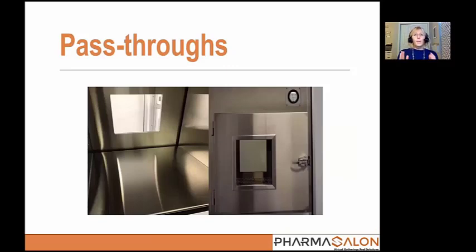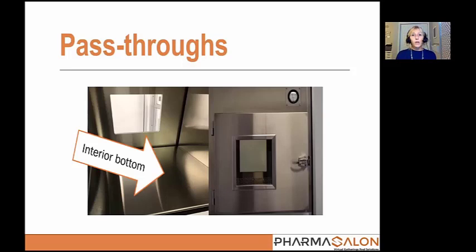All right, so pass-throughs. You may have a pass-through in your ISO class 8 that is going from the unclassified into the ISO class 8, and then you might have another one that goes from the ISO class 8 into the buffer room. If you have these pass-throughs, the 2019 version of the chapter will require that you sample the interior of that pass-through. I would recommend that you go with the bottom of the pass-through because that's where materials are going to be set. So we want to see what bugs are getting transferred on those particular materials.